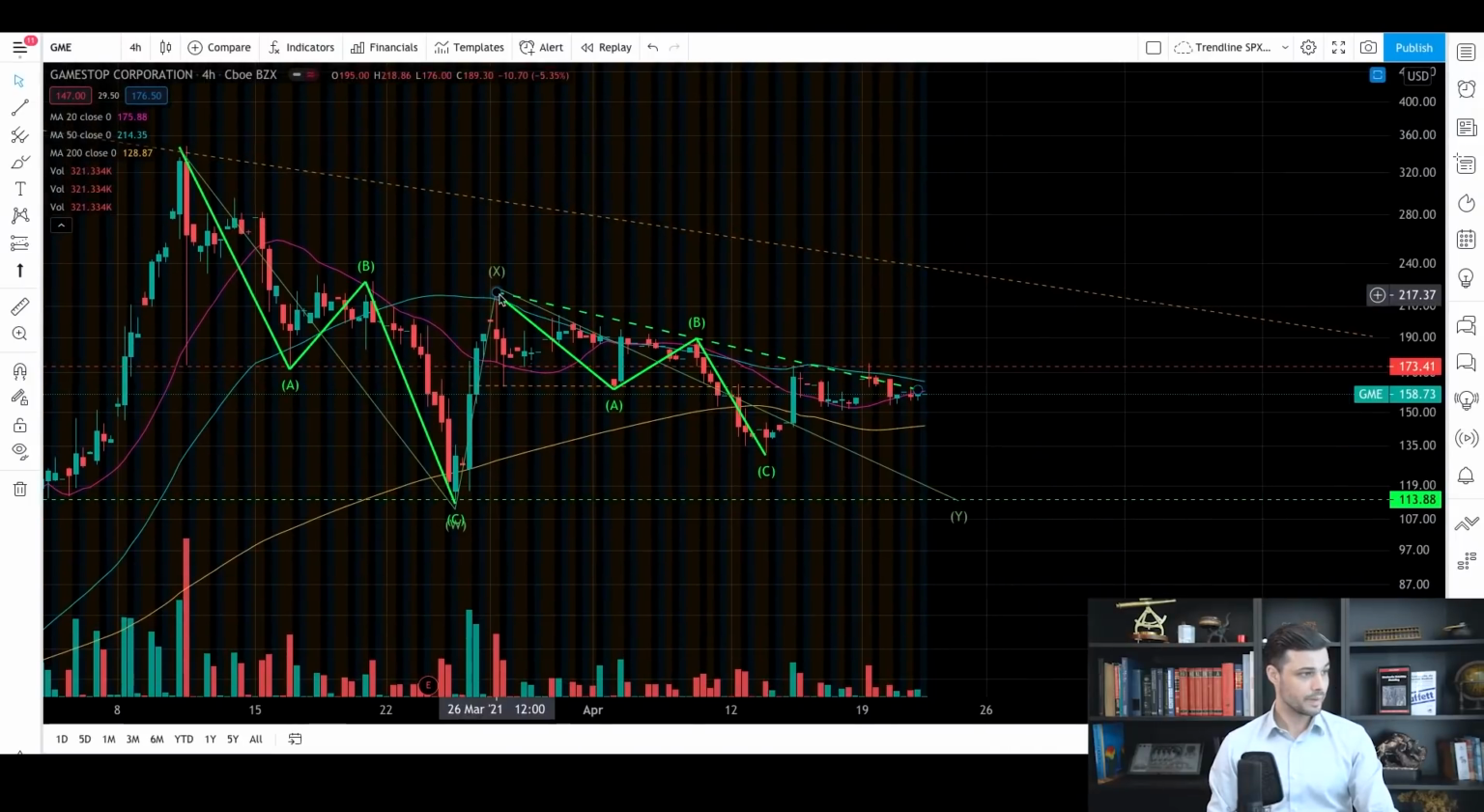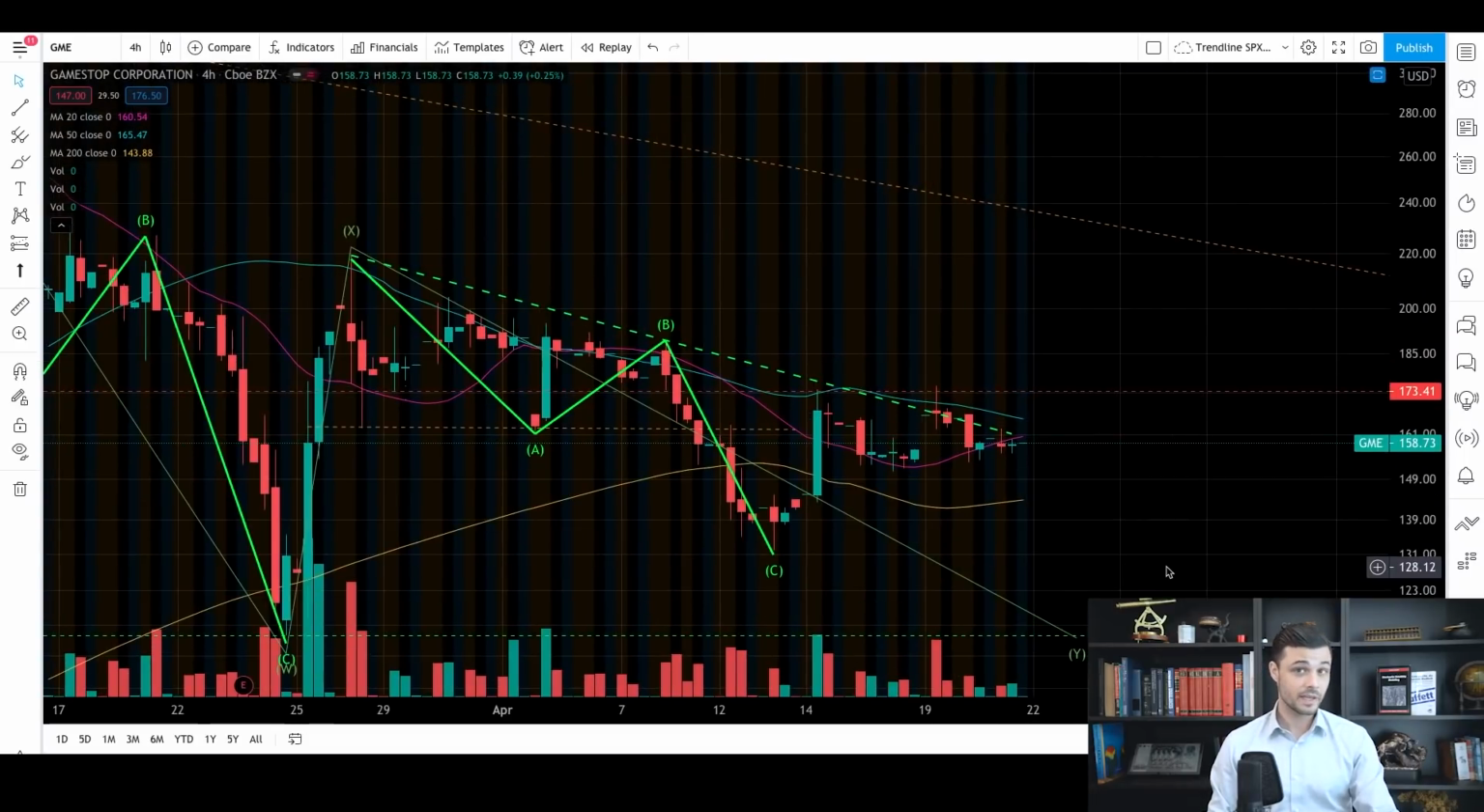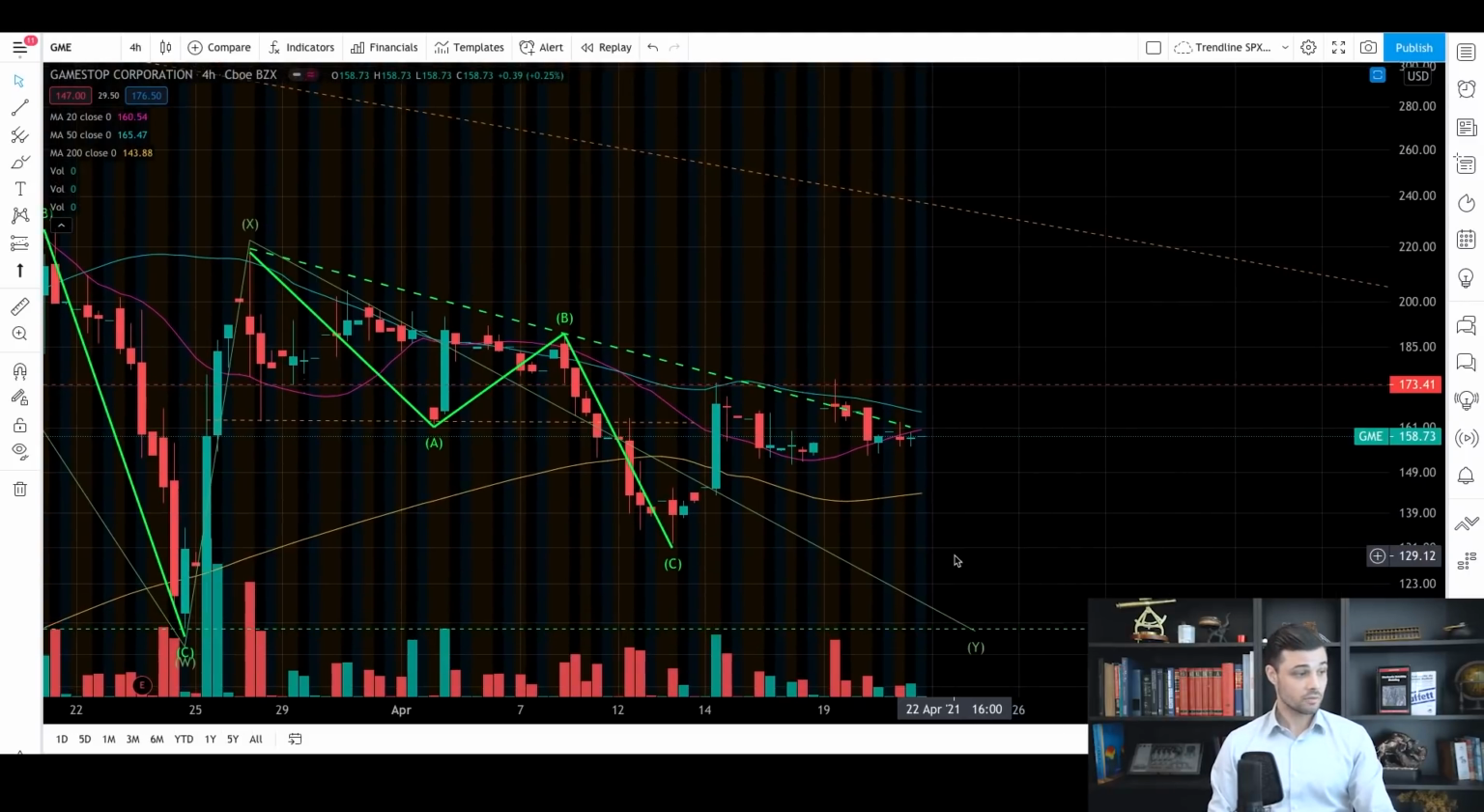So here, my ABC might be finished. If it is finished, we're going to have a breakout. Ultimately, at the end of any wave, we see a breakout, and the breakout is very easy to identify, but sometimes it's going to be a fake breakout, that's true. But here, do we have a breakout, guys, on the 4 hours time frame? Do we have a breakout?